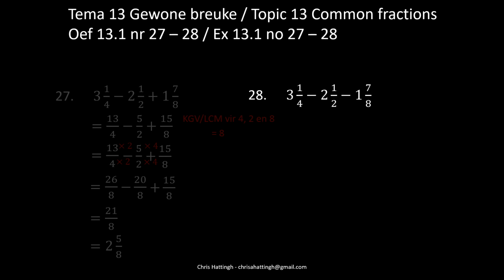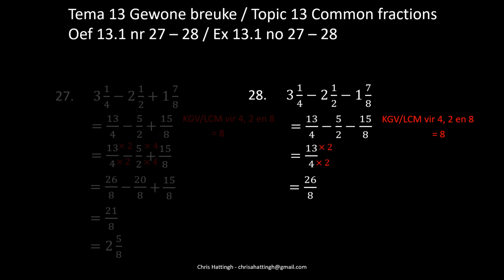Number 28, convert to improper fractions. It's going to be 13/4 minus 5/2 minus 15/8. The LCM will be 8. So the first one you're going to multiply by 2 and you get 26/8. The second one you're going to multiply by 4. It's going to give you 20/8. And the last one is just going to stay the same.